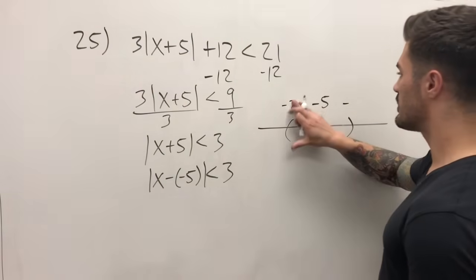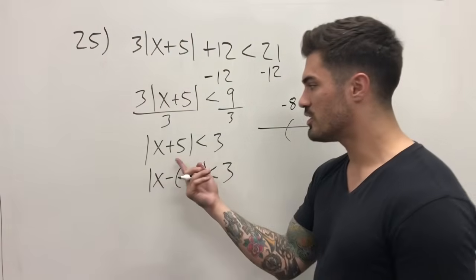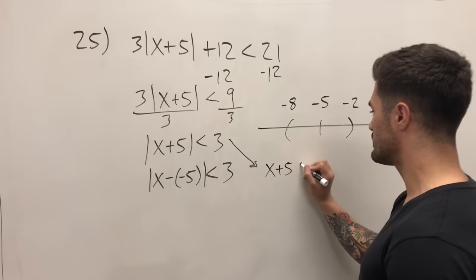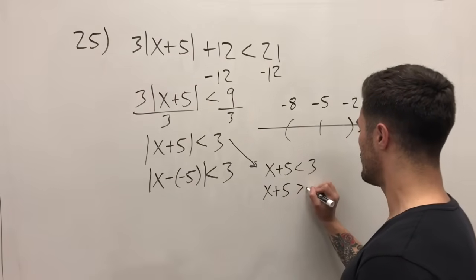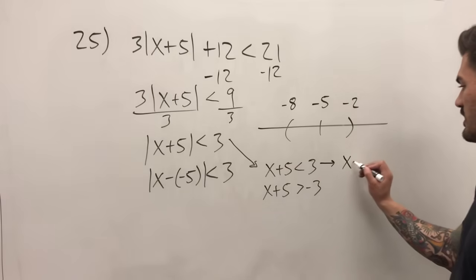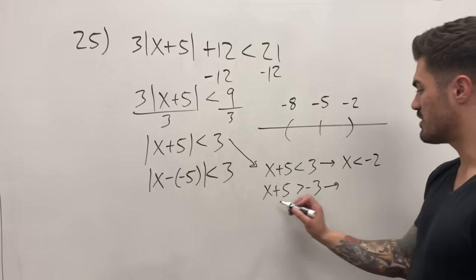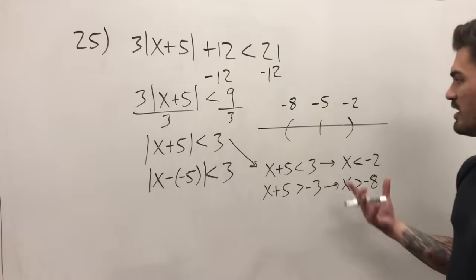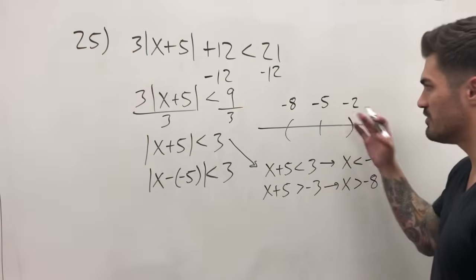I'm sorry, this should be negative 8. We're getting more negative going that way. And if you want to do it the other way, you can rewrite this as two inequalities. I have x plus 5 is less than 3, and I also have x plus 5 is greater than negative 3. If I solve both of these, I can subtract 5 from both sides. I get x is less than negative 2, and subtracting 5 from both sides here, I get x is greater than negative 8. And so that confirms my solution is the interval from negative 8 to negative 2.